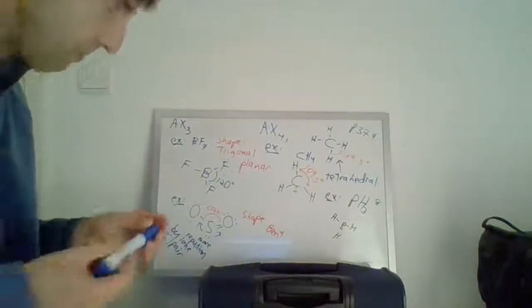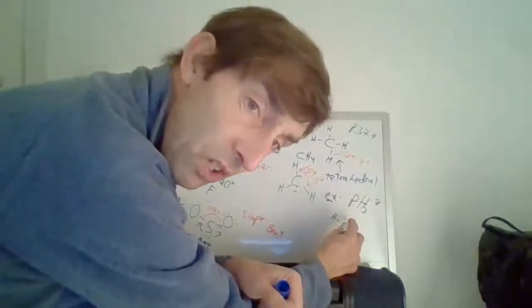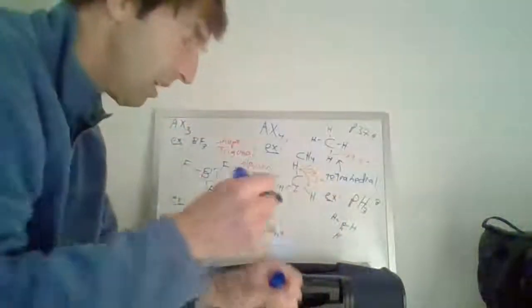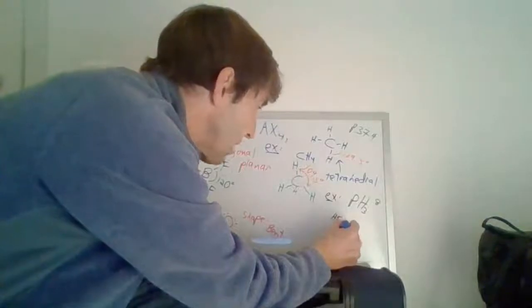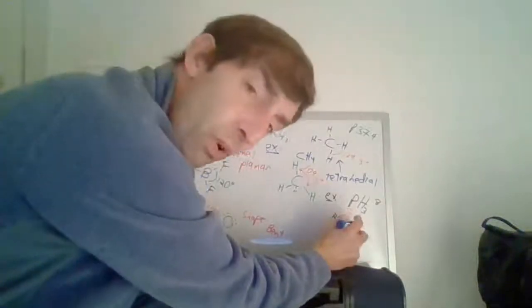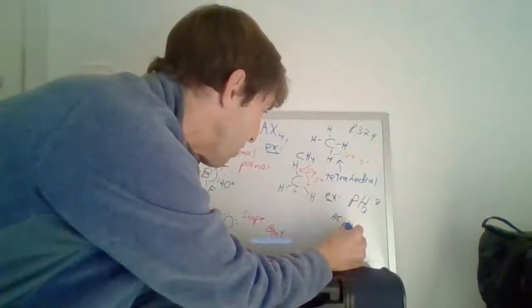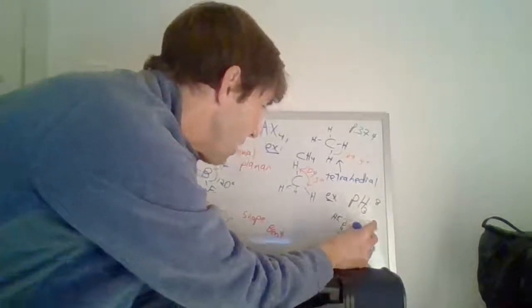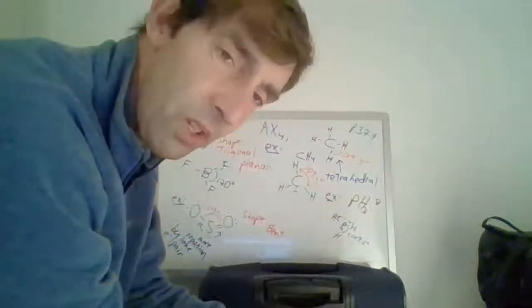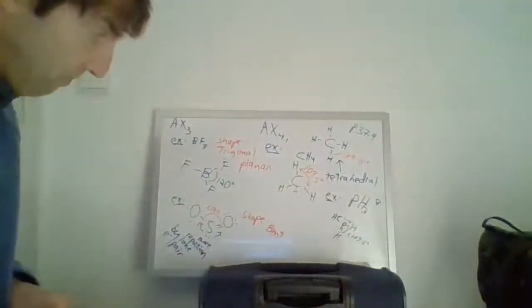Well, what's going to happen? One of these suckers is an unshared pair. What's it going to do? Needs more elbow room. It pushes. So it's going to push this way and this way. So the angle will not be 109.5. It's going to be a little less than 109.5. How much less? Well, you don't have to know. It's about 107, I guess, but you don't have to know that. You just got to know that it's less.